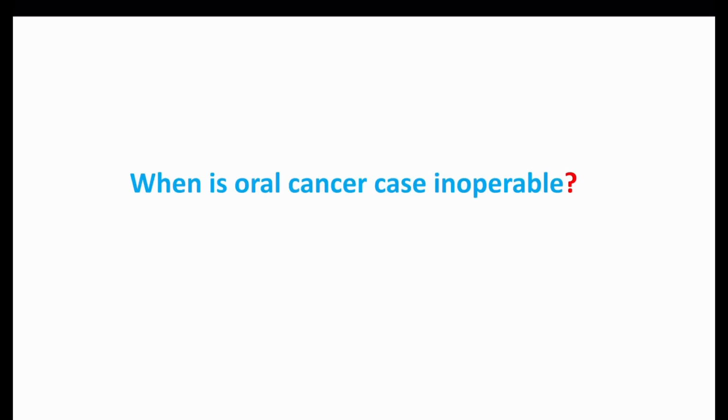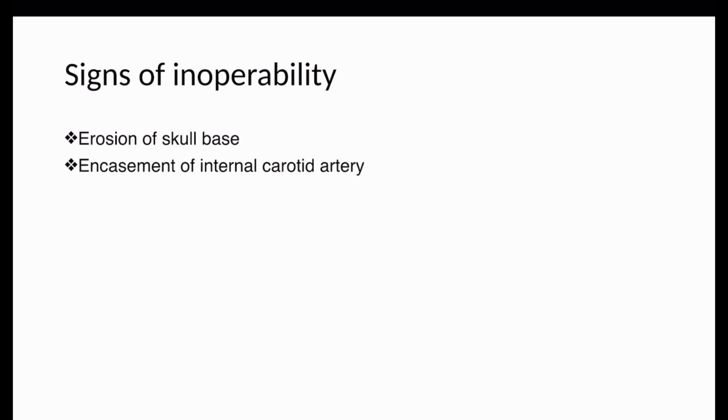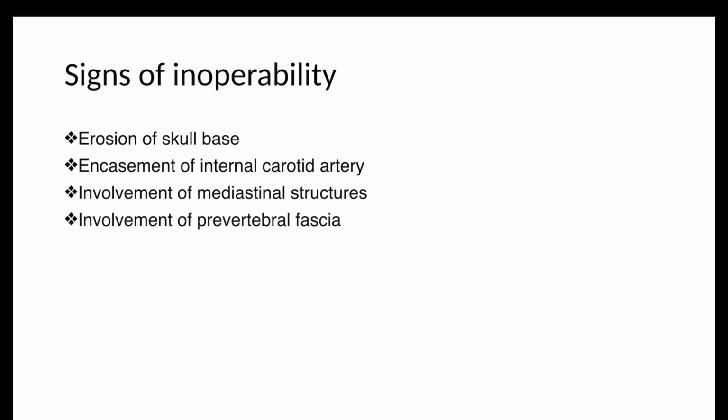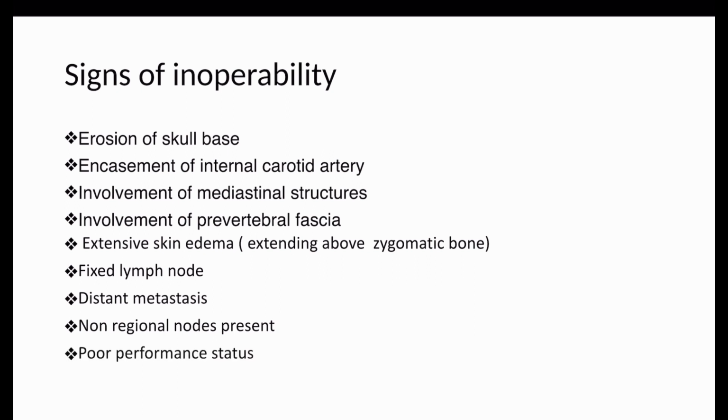When is an oral cancer case inoperable? Erosion of skull base, encasement of internal carotid artery, involvement of mediastinal structures, involvement of prevertebral fascia, extensive skin edema extending above the zygomatic bone, fixed lymph node, distant metastasis, non-regional nodes present, poor performance status.